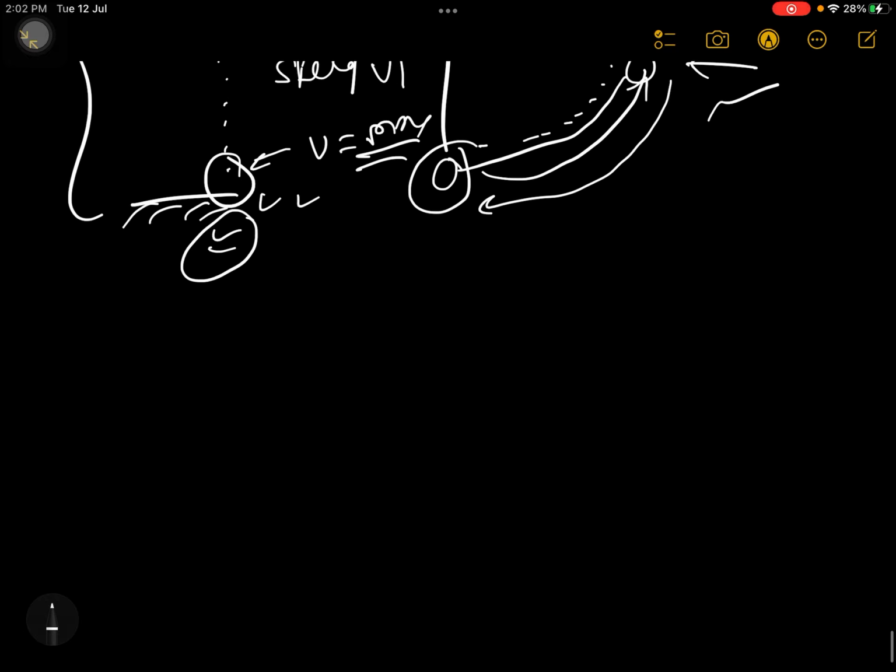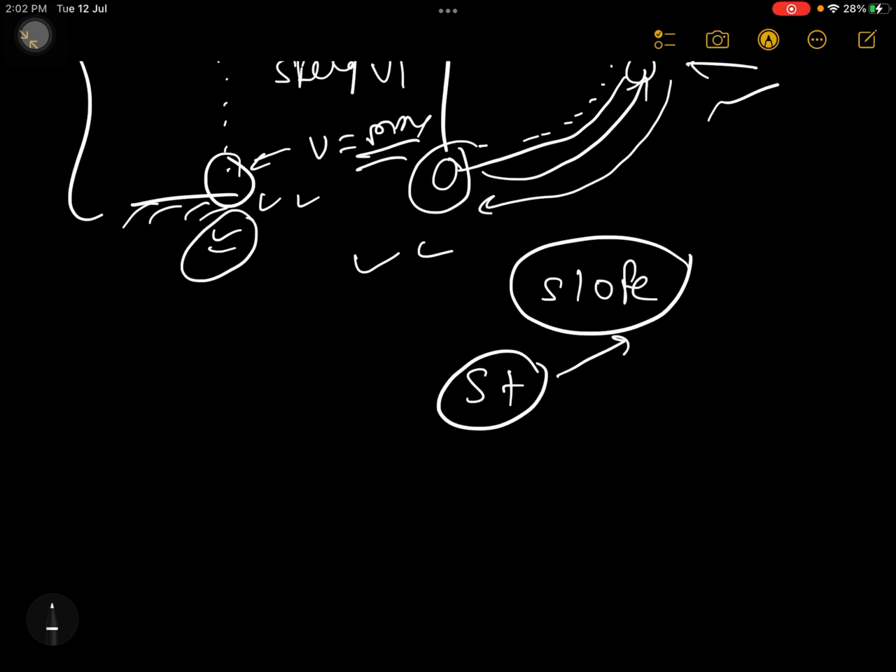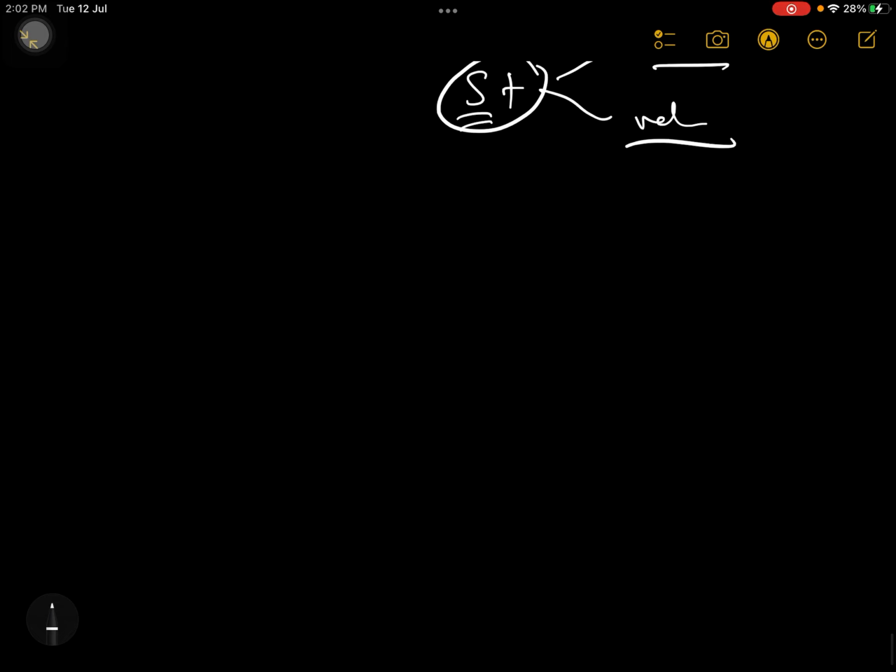So see, whatever situations we have seen here, in these situations we understood that only a few things you have to note. Slope, what is slope? So the slope of the ST graph will be speed if it is distance. If it is displacement, then it will be velocity. Very clear, right? Okay, now I am giving you a situation.